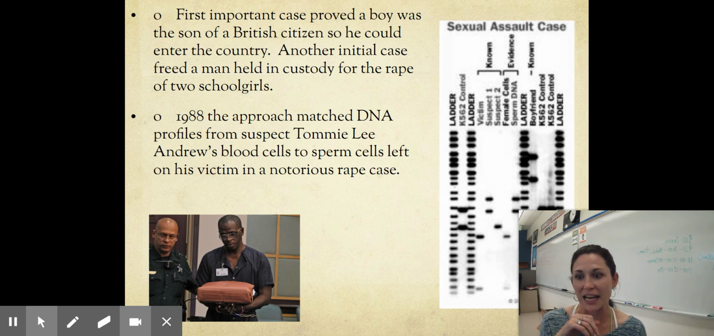There's another example in 1988. There was a suspect named Tommy Lee Andrews, and they actually matched the DNA that was left at these notorious rape cases to the suspect's blood cells to determine that he was actually the culprit. We use it often in sexual assault cases, and we compare the DNA collected from victims to the DNA from suspects who may have committed the crime. If the DNA patterns appear the same on a gel, then we can pretty much conclude that that suspect is at fault.